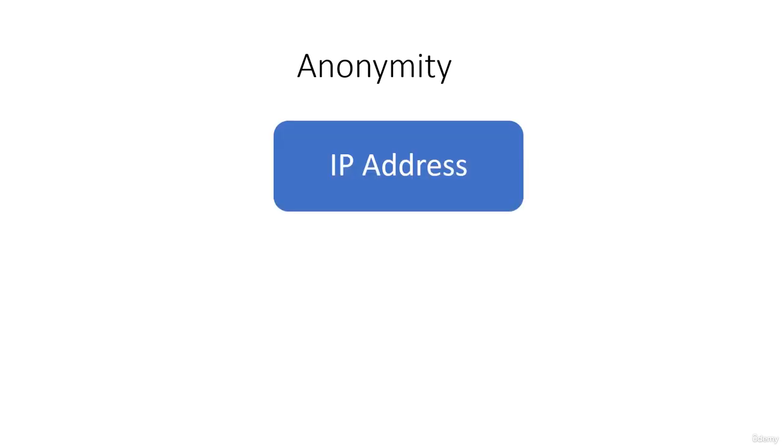So first is the IP address. All devices that connect to the internet are identified by an IP address. IP addresses are assigned by the ISP, and given an IP address, the ISP can identify the account and location of the system that is being used.